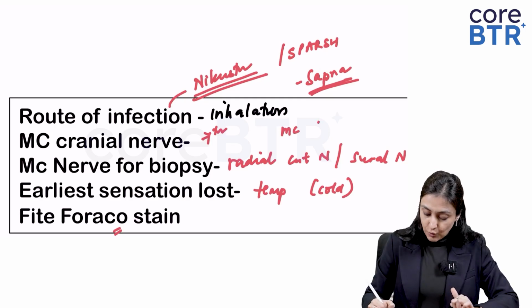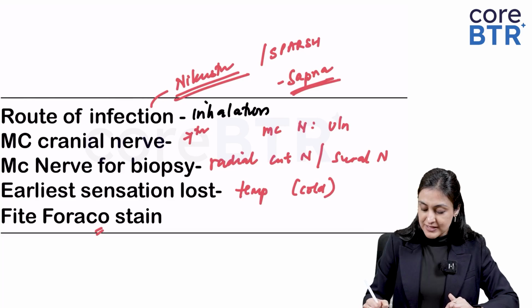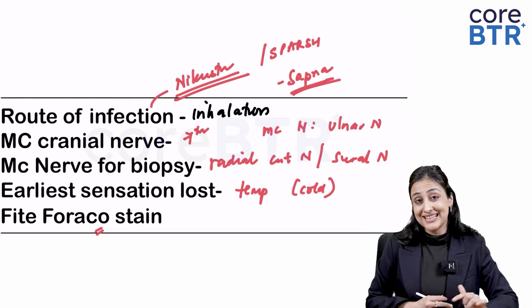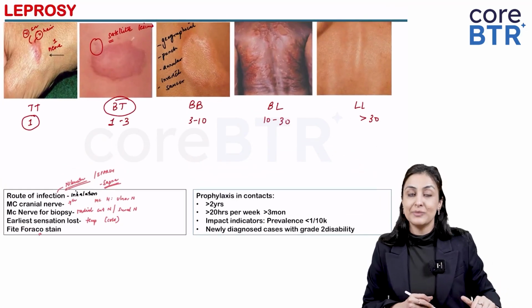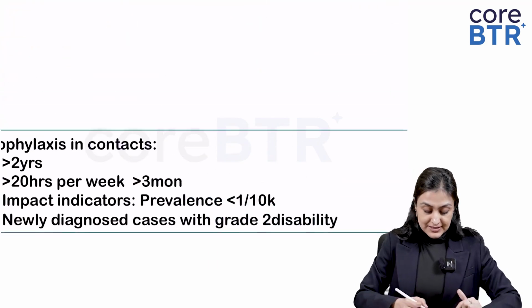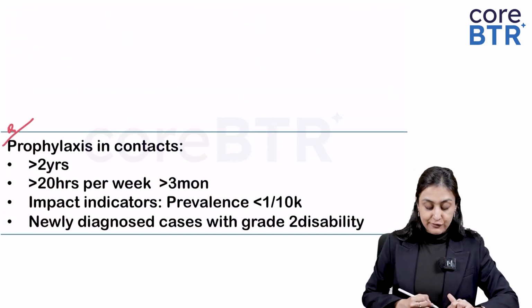One more one-liner. Overall, most common peripheral nerve is the ulnar nerve. So most common peripheral is ulnar, most common cranial is 7th nerve. Fite-Faraco stain, particularly for Mycobacterium leprae. This is a PYQ. Criteria for prophylaxis.